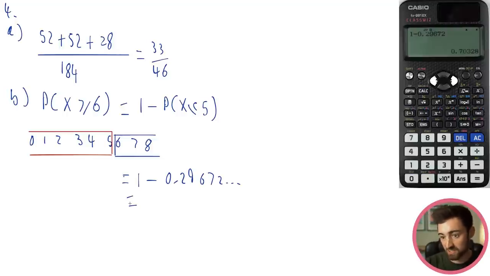So interesting, it wants the next part to one decimal place, but it doesn't tell me in this case, so I'm just going to go 0.703 for this one. Let's go 3 significant figures.